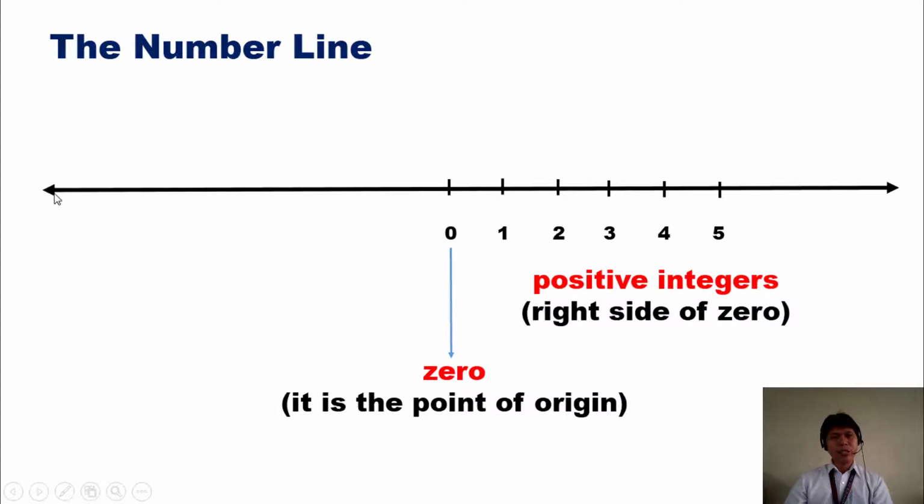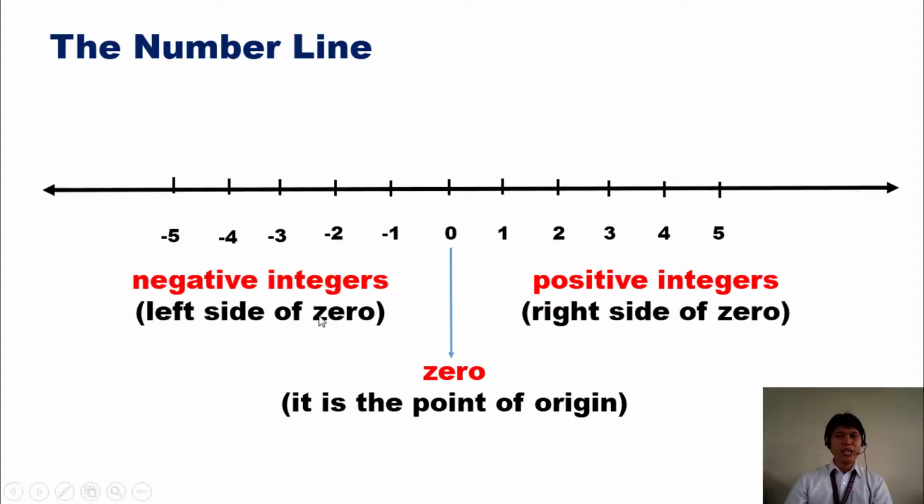And since a number line has two endpoints in opposite directions, it means it is extended infinitely in both opposite directions. It means positive 1, positive 2, positive 3, 4, 5, and so on, up to positive infinity. And we have also, on the left side, negative 1, negative 2, negative 3, negative 4, and so on, up to negative infinity. These are the negative integers.